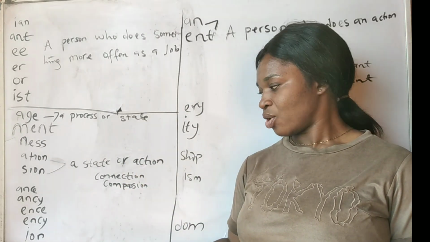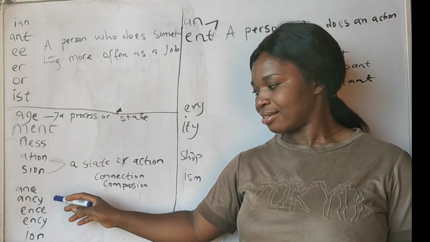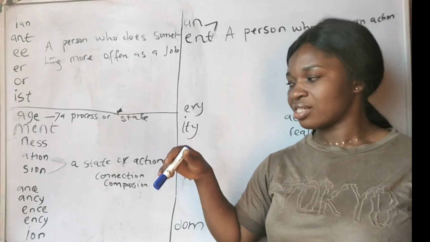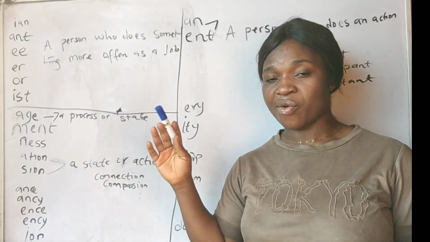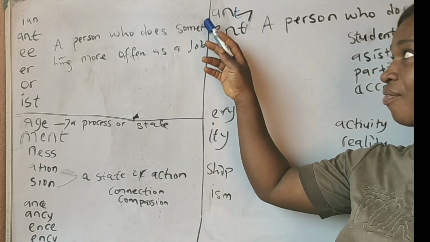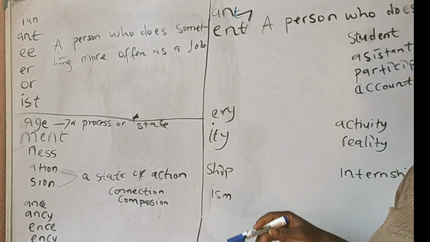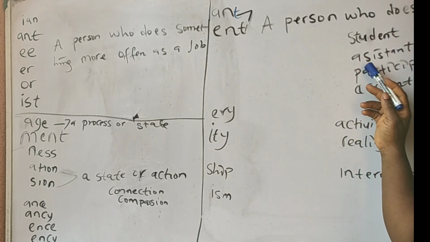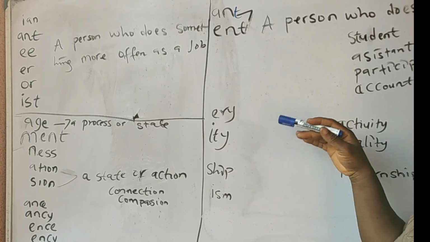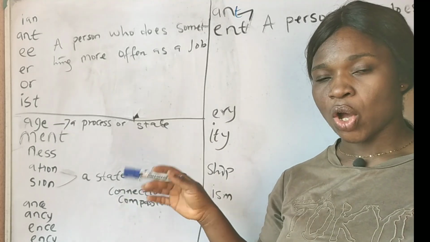Do we get that? We still have the ance, ancy, ence, ency, ion. All these are equally suffixes that you add at the end of a word, and it's going to give us a noun. Okay, so right here we still have ant, and we still have ent. We have them like the student, the assistant, the participant, the accountant. All these are what we add at the end of a verb, and they make up a noun.